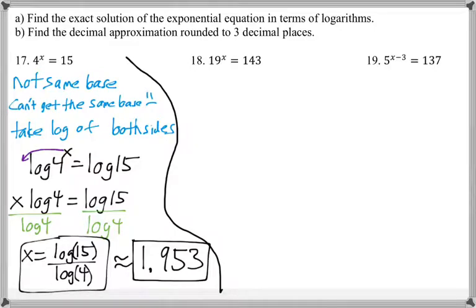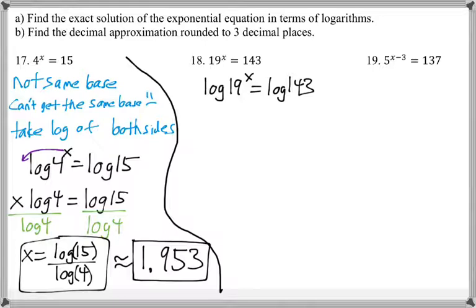On question number 18, there's no way that I can get these to be the same base. There's no way that I can express 143 as 19 raised to a power. So what I want to do is take the log of both sides. So it's going to be log of 19 raised to the x is equal to log of 143.